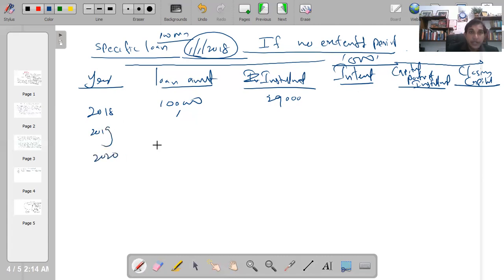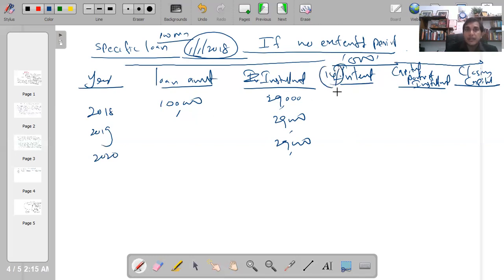2020. There are 3 years now, but in 2020 we need to take only 9 months when it comes to the borrowing cost calculation, but we need to separate the interest amount based on this calculation. Here also 29,000, here also 29,000. Okay. Now interest, what is the rate? The bank loan interest is 14%.